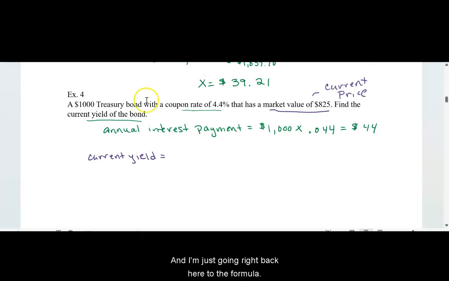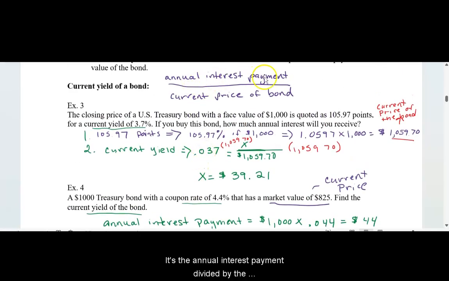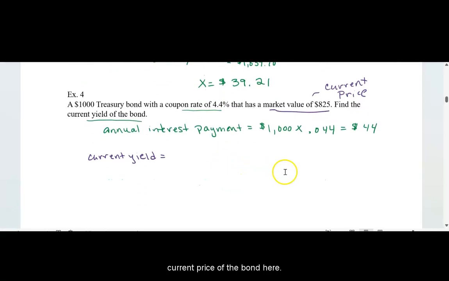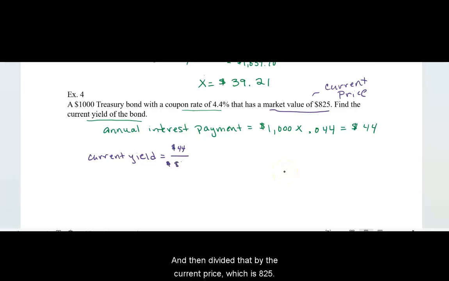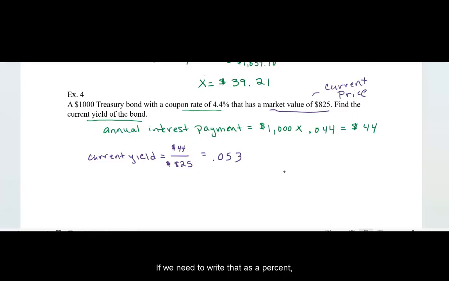we're going to take, and I'm just going right back here to the formula, the annual interest payment divided by the current price of the bond. Here, the annual interest payment we said is $44. And then divide that by the current price, which is $8.25. So divide those two numbers, and we'll round to 3 places. We get 0.053. If we need to write that as a percent, we just multiply that by 100 and we get 5.3%. Okay, so that is how you would find the current yield of the bond.